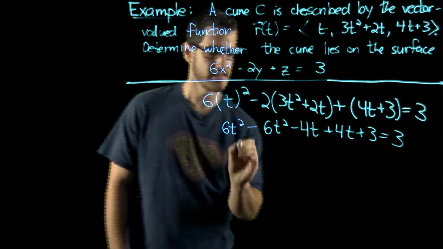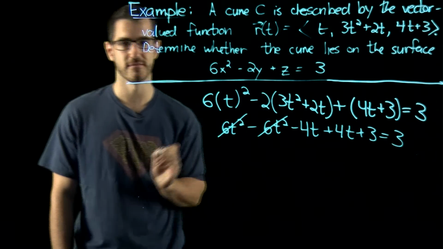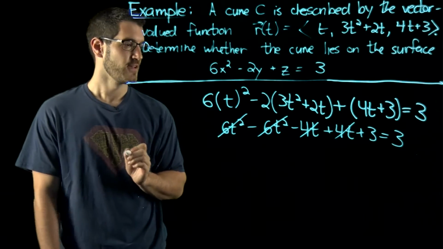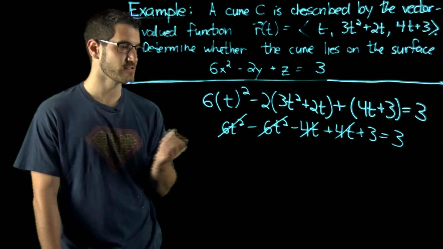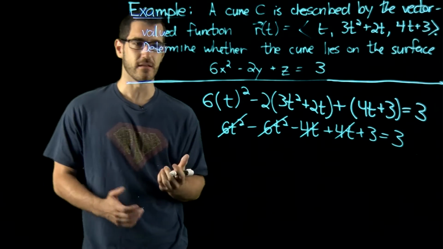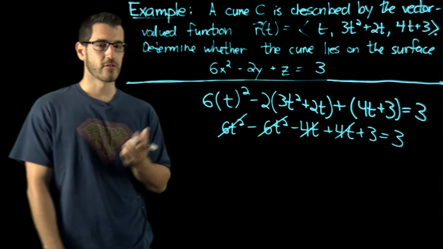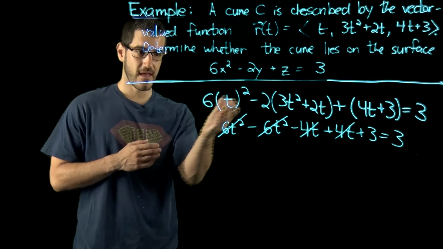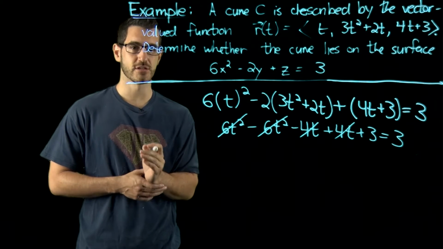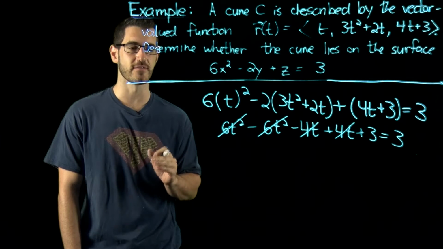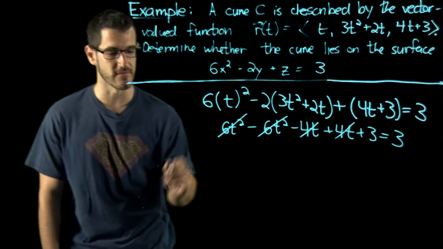So we have a 6t squared minus 6t squared. Those go away. We have a minus 4t and a plus 4t. And when we do that, we actually notice that we have a true statement. So what does that mean? Well, that means that no matter what x, y, and z are, and no matter then what t is here, this relationship holds. So we know that if a point actually lies on the curve, that point also has to lie on the surface.